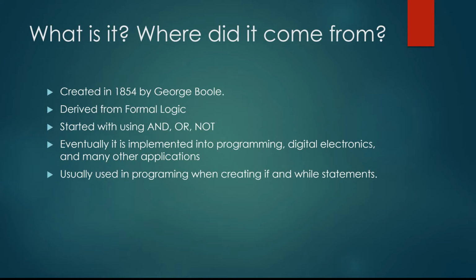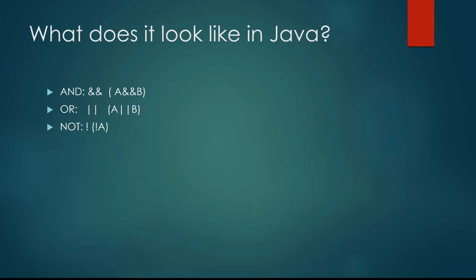In programming, we use it when we create the if and while statements, like if the first variable and the second variable are true, then this next statement will be executed. So that's when we use it in programming. In real life, in hardware uses, people use it to create gates, like circuits using the AND and OR gates, quite commonly in hardware design.